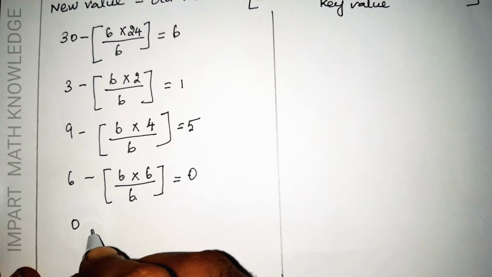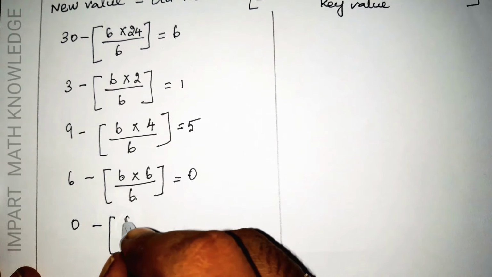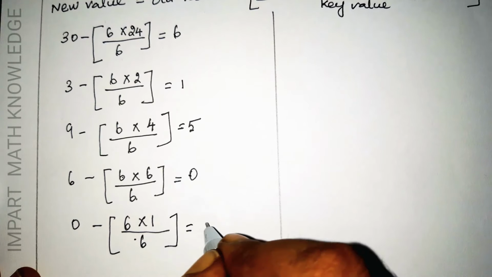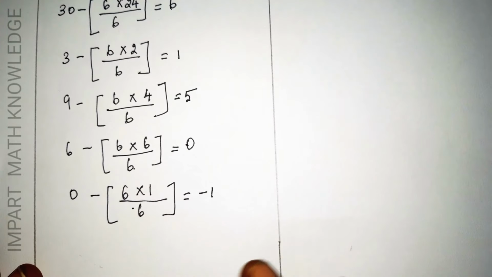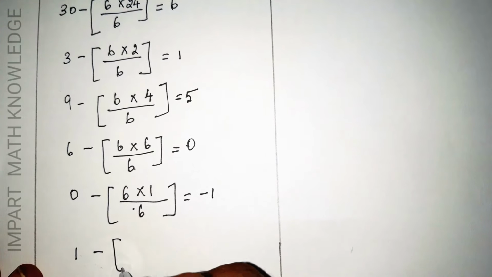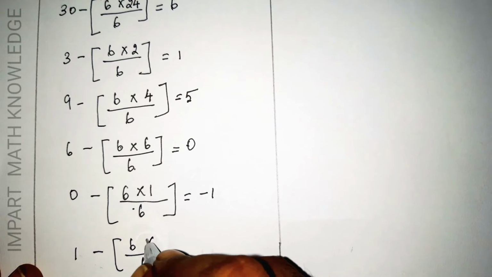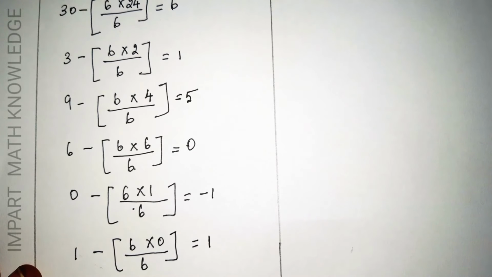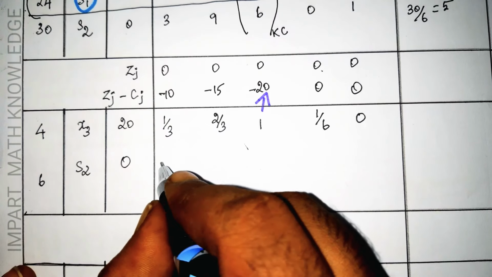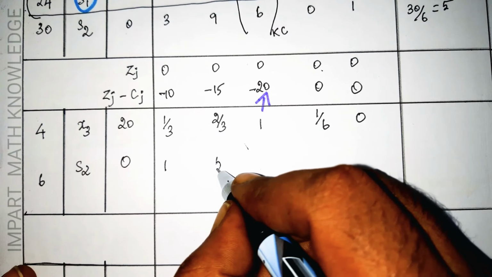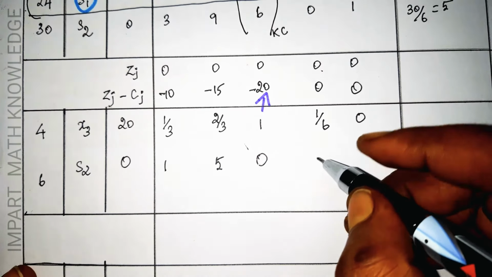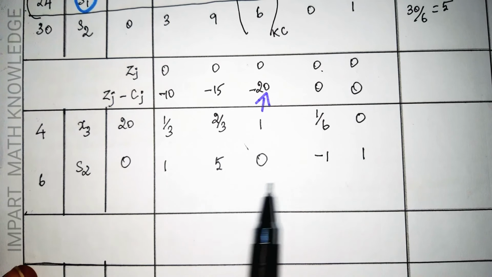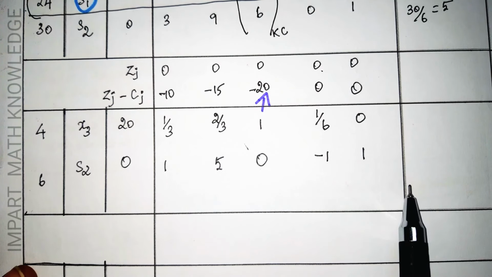And the next one is old value minus key column value into key row value divided by key value, that is minus 1. Now the last one, old value is 1, key column value, key value into key row value. So the value is 1. Now we write all the values in the second row. Second row values are 6, 1, 5, 0, minus 1 and 1. If you apply the formula, you will get these values.